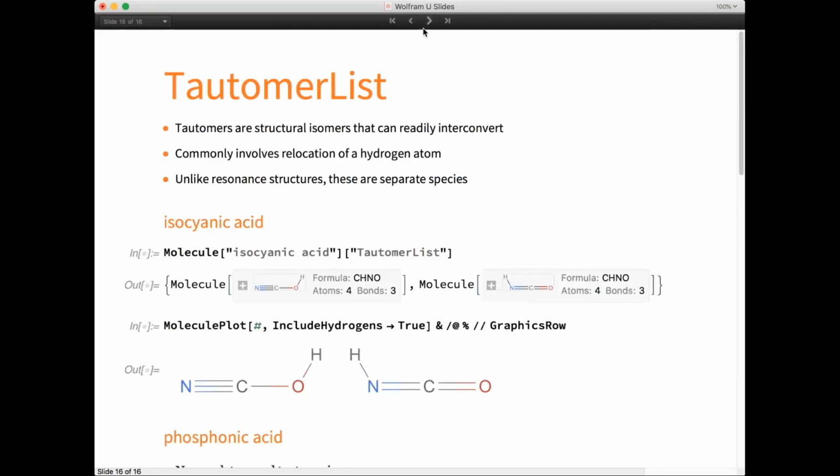Likewise for tautomers. In a resonance structure, you have electrons moving around. You've got double bonds changing position. In tautomers, you can have mobile hydrogens as well. You can have not only the electrons moving, but the protons moving as well.